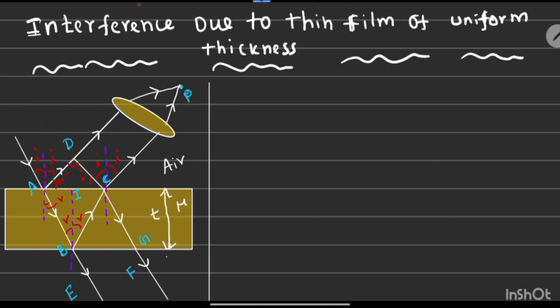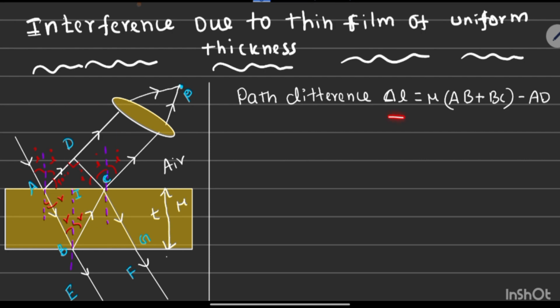If we consider this is ray 1 and this is ray 2, we see ray 2 traveled an extra distance into the medium and ray 1 traveled up to this much, so ray 2 covered extra distance. The difference in the path length of ray 1 and ray 2 can be expressed by this formula, where delta L represents the path difference and mu is the refractive index: delta L equals mu times (AB plus BC) minus AD.